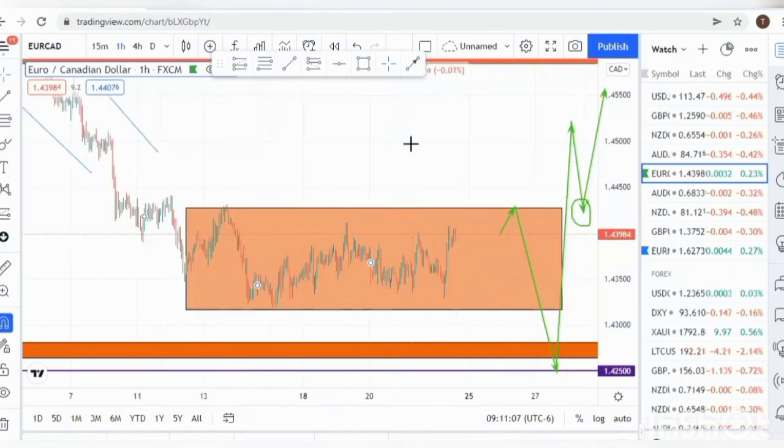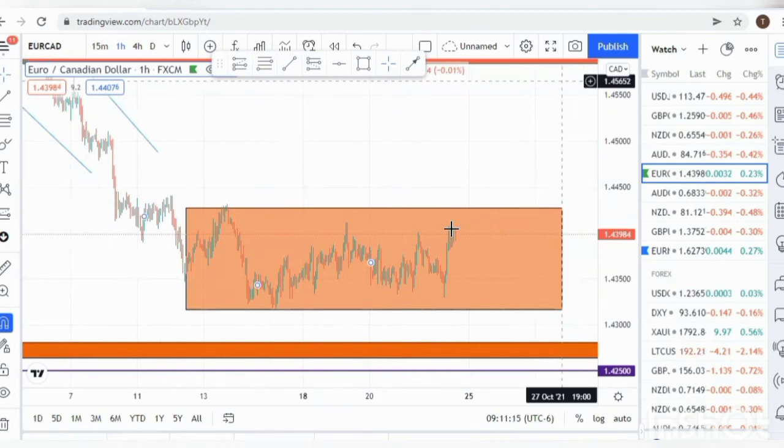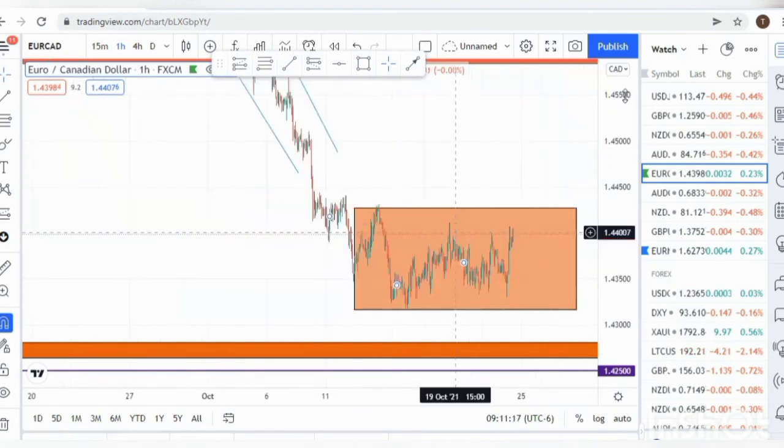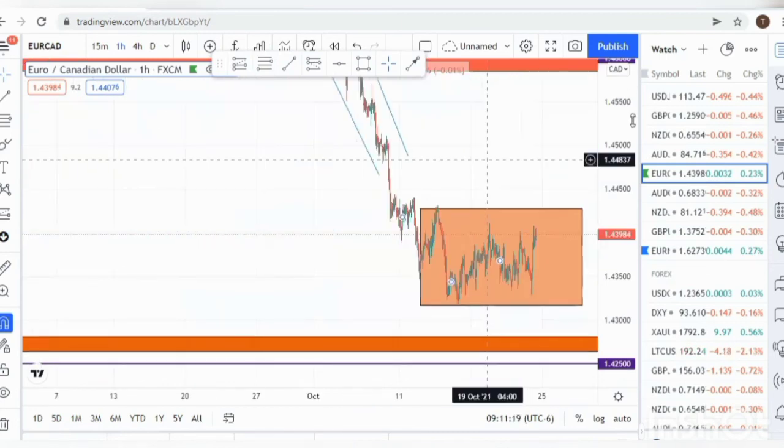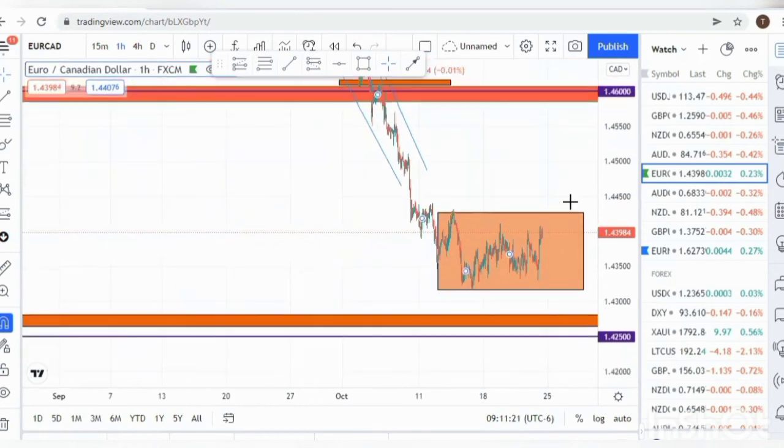So that's basically what I'm expecting Euro Canadian dollar to do. But however, like I did tell you, it requires a whole lot of patience. This thing might not even play out next week, but anytime it plays out, I'm basically watching this trade. I will definitely paste it on the Telegram community.